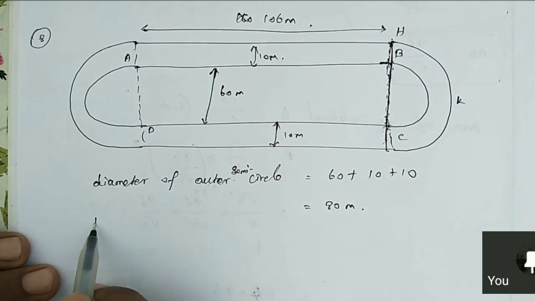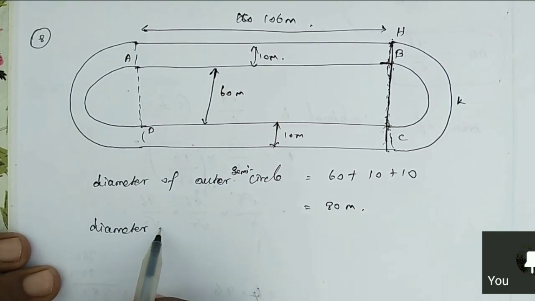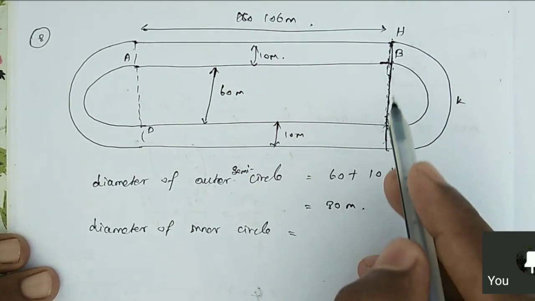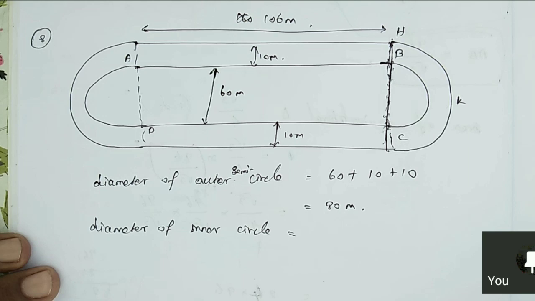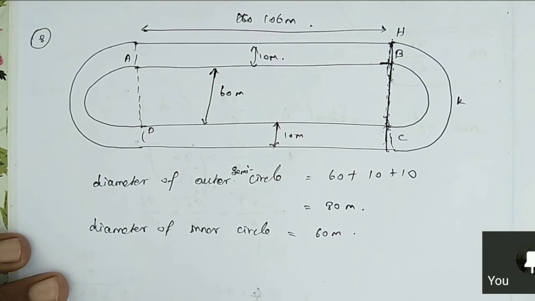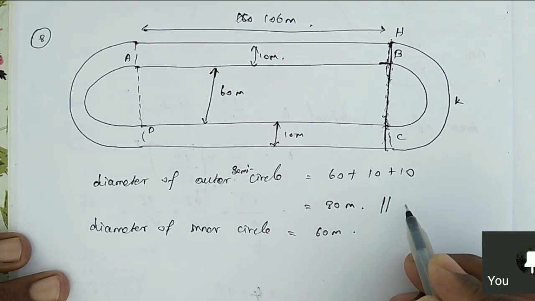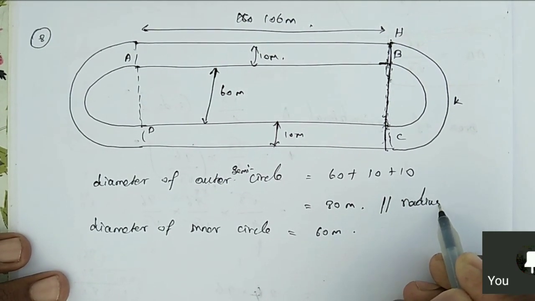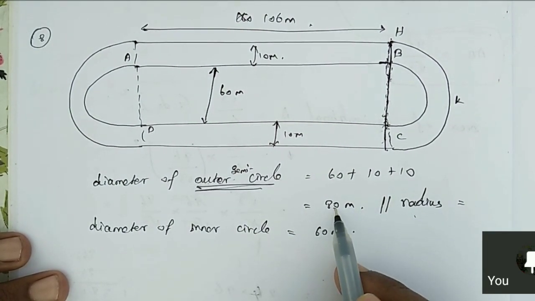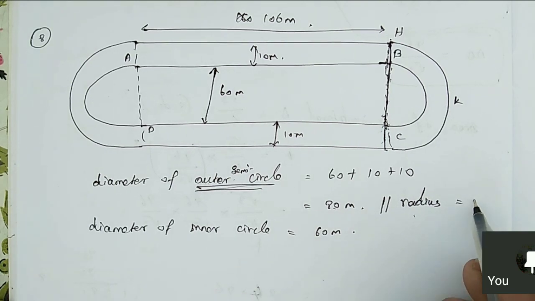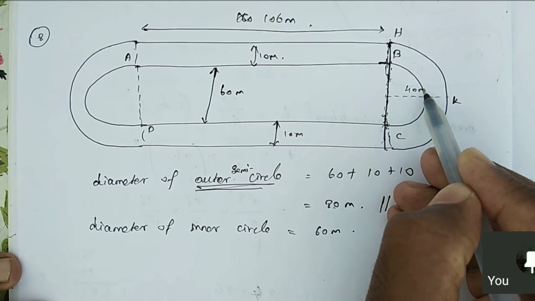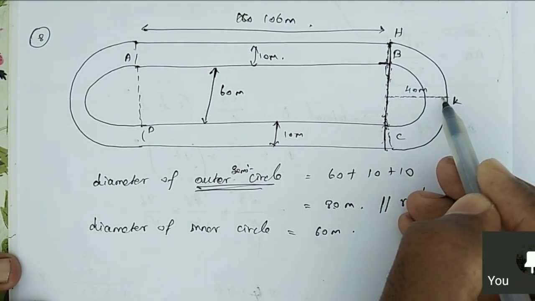The outer circle diameter is 80. What is the diameter of the inner circle? 60 meter, right? Clear? From this, you should find the radius. What is the radius of the outer circle? Very good. Here it is 80 meter, so the radius is 40, right? The outer circle radius is 40.